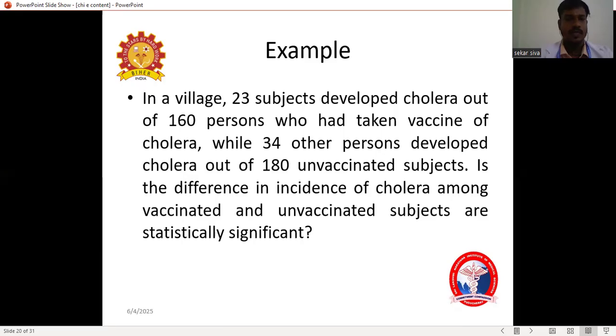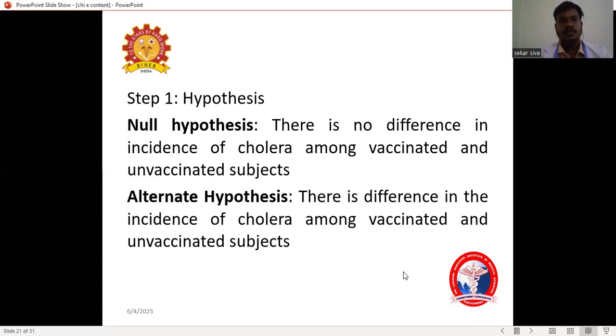Okay, here we can use a chi-square test. Why? Because the disease, cholera, is either absent or present, and the risk factor is vaccinated or unvaccinated. So state the hypothesis for this scenario.